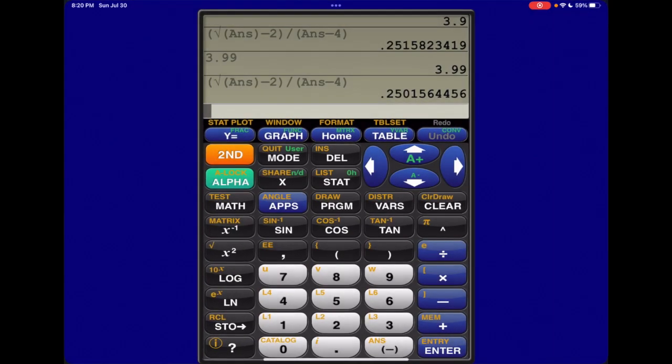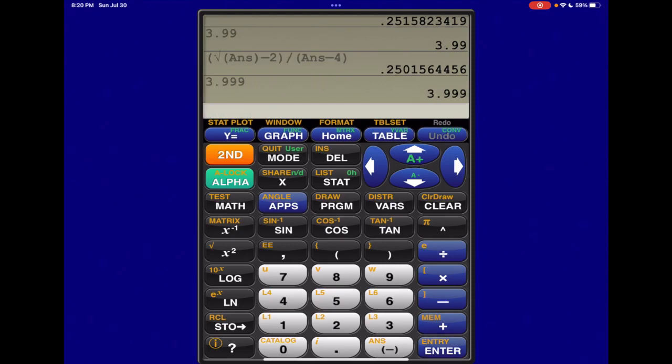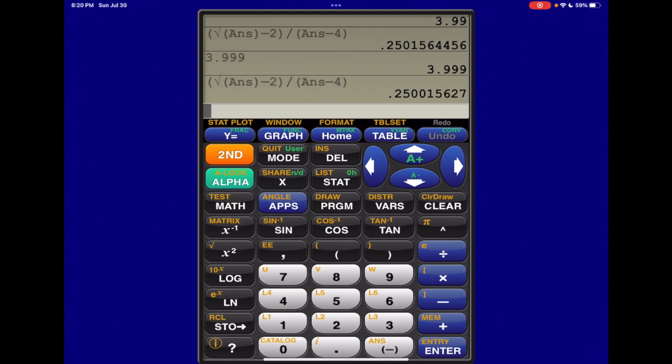So going back to the calculator, I'm going to put in 3.999, getting a little closer, my x value a little closer to 4. Press enter to store that in answer. Press second enter twice to pull the function back up with answer as the variable. Plug that in. Yeah, that looks like it's getting closer to 0.25. In fact, rounded to 4 decimals, that would be 0.2500.